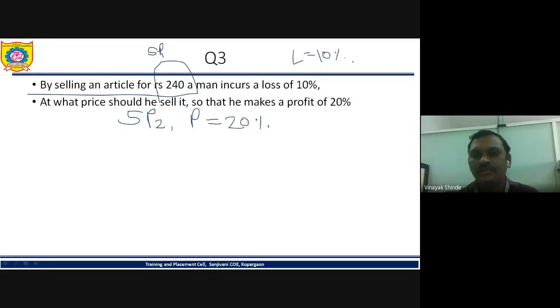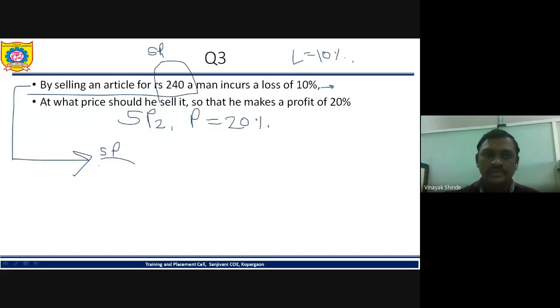So you know the formula, you know the shortcut method, apply those things. From the first line, what can you calculate? You can calculate the cost price. The first line gives one thing, that is selling price divided by, it is a loss case, so 100 minus loss is equal to cost price by 100, right? Then it is 240 divided by 100 minus loss, which is 10, so it is 90. So you can easily calculate the cost price from the first line.